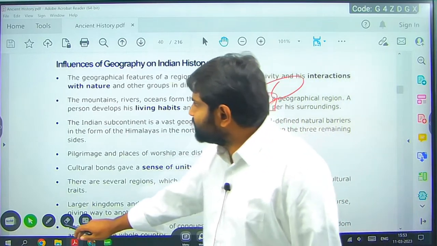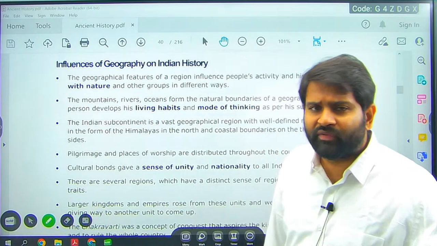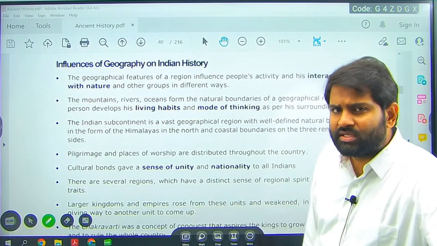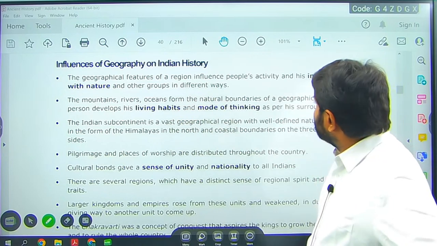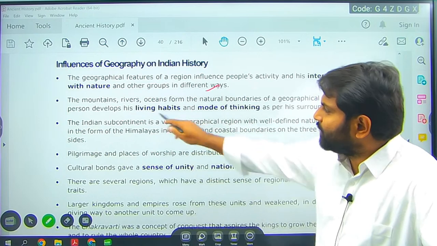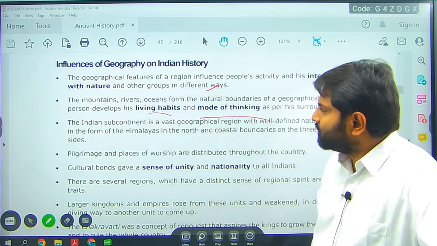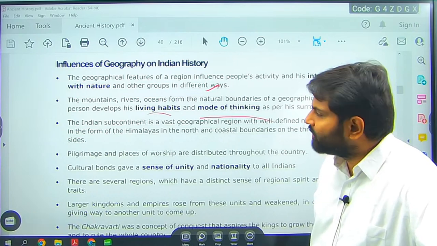So as I said, the influence of geography on Indian history is important. You need to read geography first and come back to history, which is a second subject in chronology. Geographical features of a region influence people's activity and interactions with nature and other groups in different ways. The type of living habits and the mode of thinking, these natural boundaries, right? In these natural boundaries, people develop a particular way of thinking.